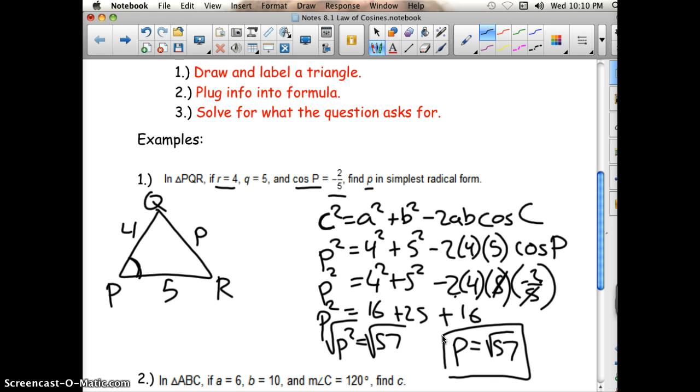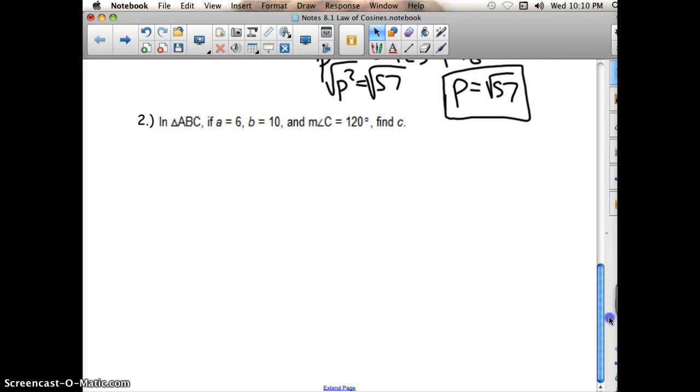We don't have any radicals in the denominator, so that is in simplest radical form. P equals radical 57. All right, and again, if I'm going too fast, you can always pause the video or rewind it.